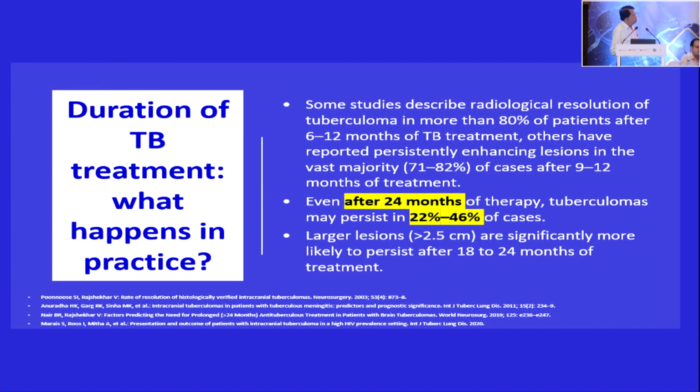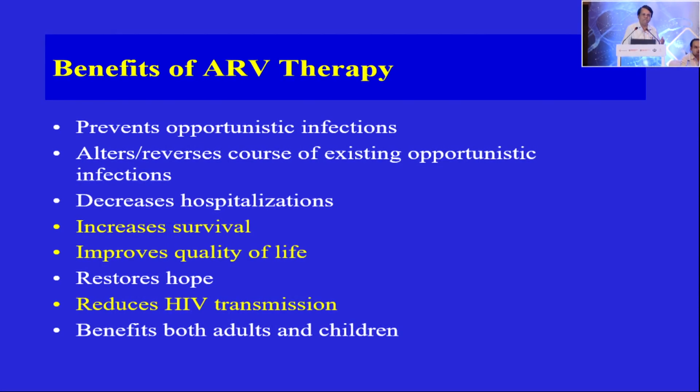The larger lesions, more than 2.5 centimeters, are significantly likely to persist longer. That is one clue. If you see a larger lesion, it is more likely to persist. I think Modi was very lucky in his case when he used thalidomide and everything disappeared. I was really amazed to see that picture disappear so nicely with thalidomide. I wish it happens in all the other cases also. But invariably, what happens is these are the cases where it persists for longer and you need to continue the treatment. There are a lot of benefits for ARV therapy.